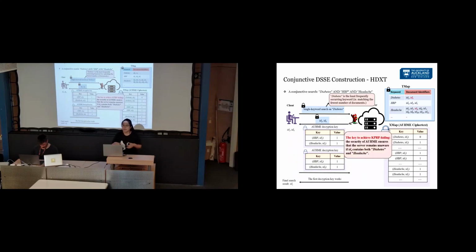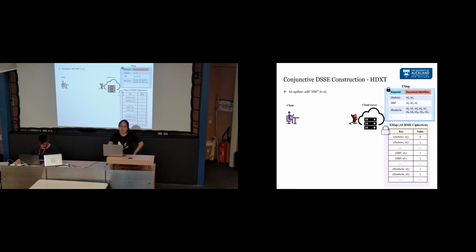In this process, we can say that the server could learn ID4 contains the keyword diabetes through the single keyword process, but the security of AUHME can ensure the server cannot learn if ID4 contains the keyword headache. This is the key to achieve keyword pair result dependent hiding, since the server cannot learn if ID4 contains both diabetes and headache.